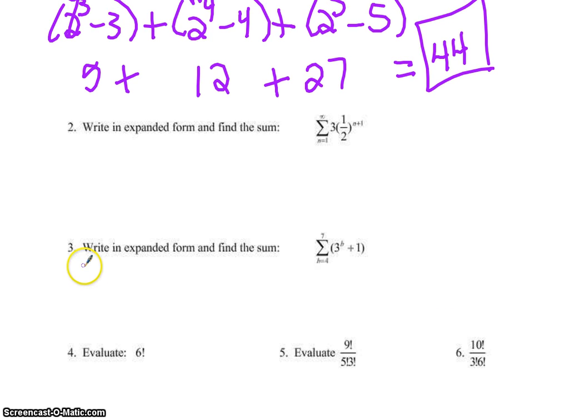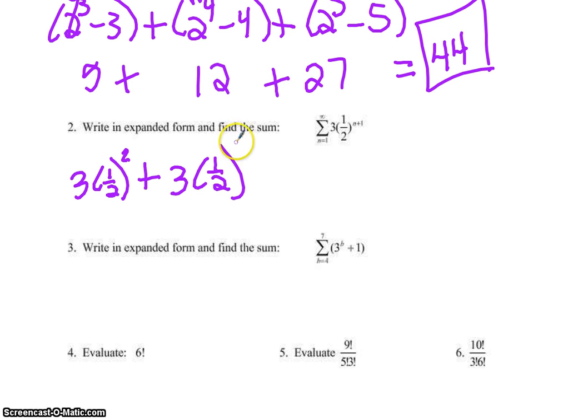All right, number 2 wants you to write it in expanded form and find the sum. We're going from 1 to infinity. Okay, so you're going to have to remember a little bit about what we learned in other lessons. So you're going to say 3 times 1/2 to the 1 plus 1, which is 2, plus 3 times 1/2 to the 2 plus 1, which is 3, plus 3 times 1/2 to the 3 plus 1, which is 4, and so on. So there's your expanded form.